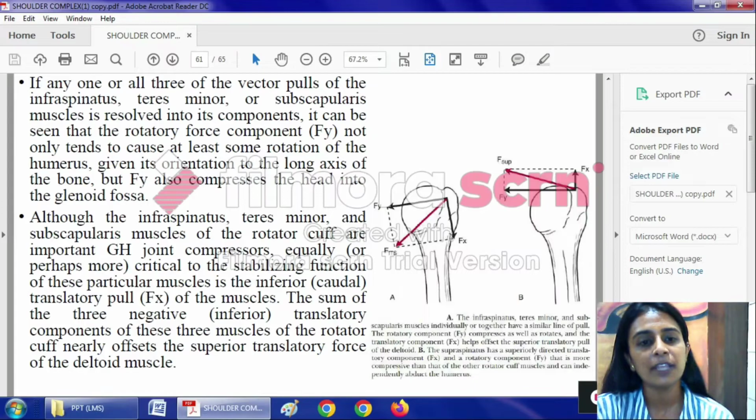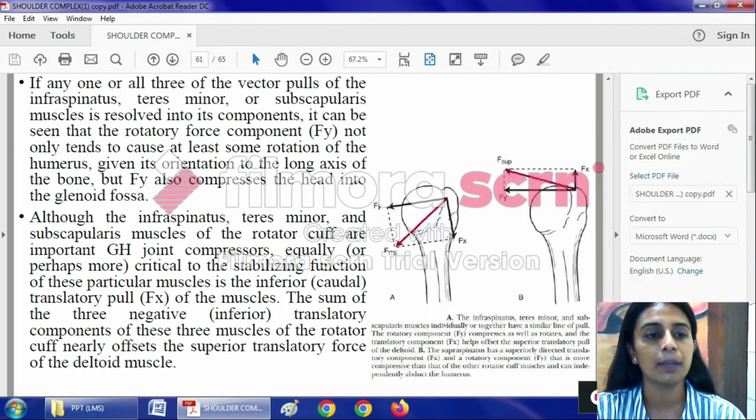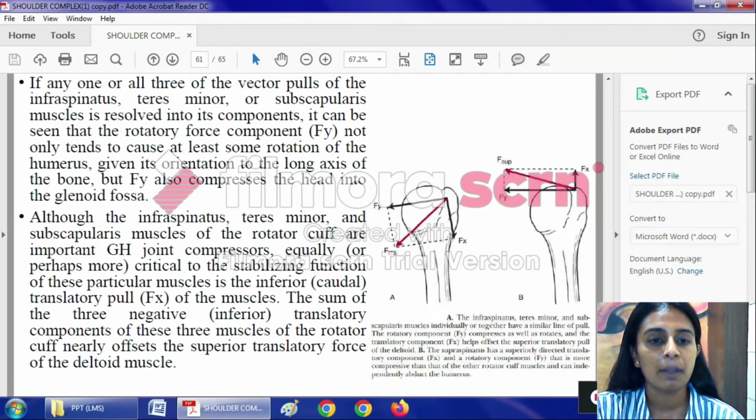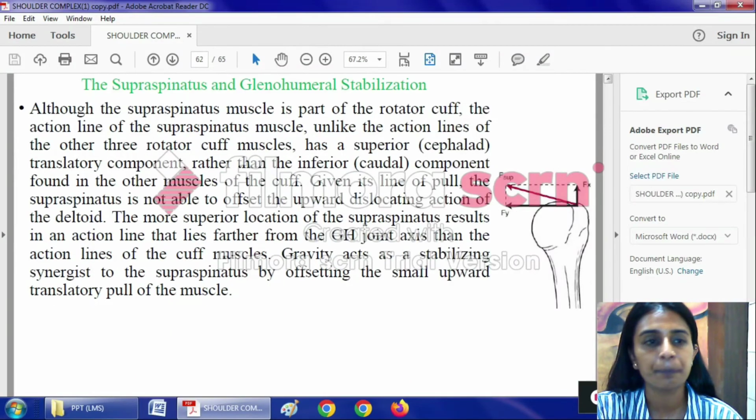Although the infraspinatus, teres minor and subscapularis muscles of the rotator cuff are important GH joint compressors, equally critical to the stabilizing function of these particular muscles is the inferior translatory pull of the muscles. The sum of the three negative translatory components of these three muscles of the rotator cuff nearly offsets the superior translatory force of the deltoid muscle. This is the diagram showing how it works.